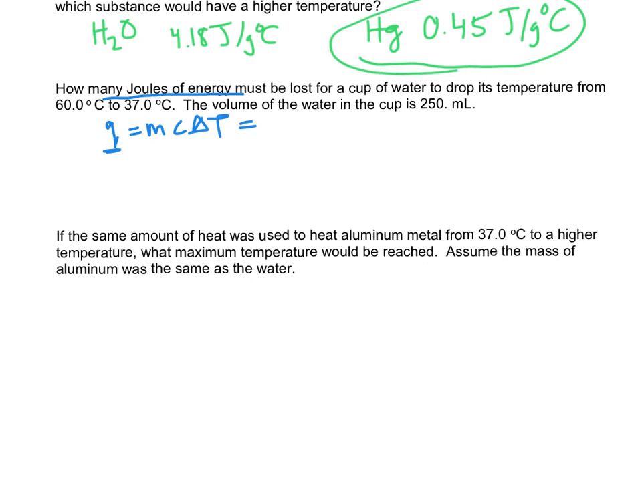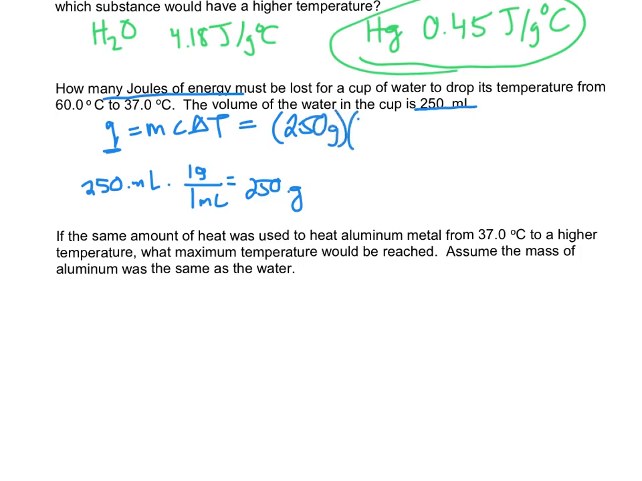My mass is not given, but I am given that it's 25 milliliters. And I know that the density of water is 1 gram per milliliter. So I can say, well, this is 1 gram per 1 milliliter. And so it's 250 grams. So I'll plug that in.